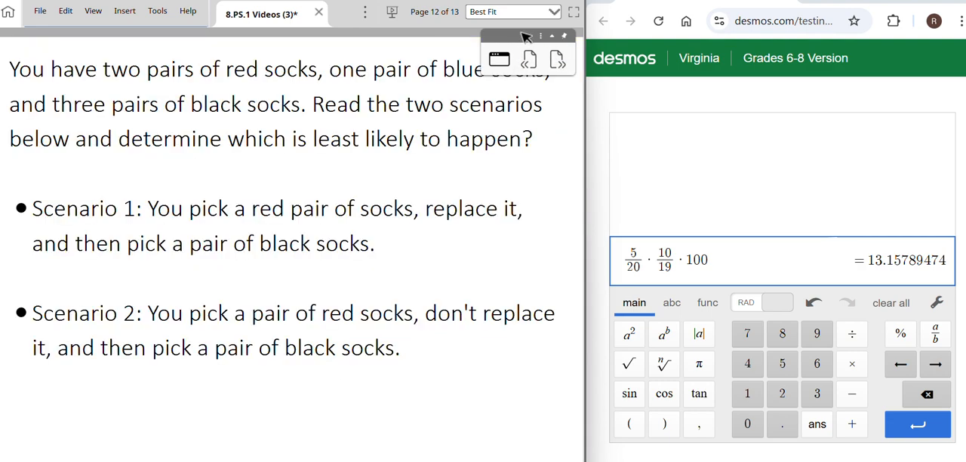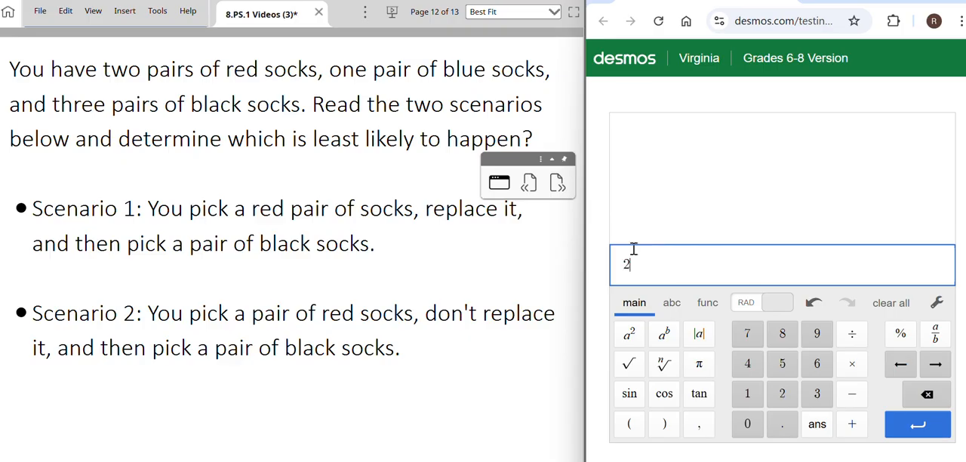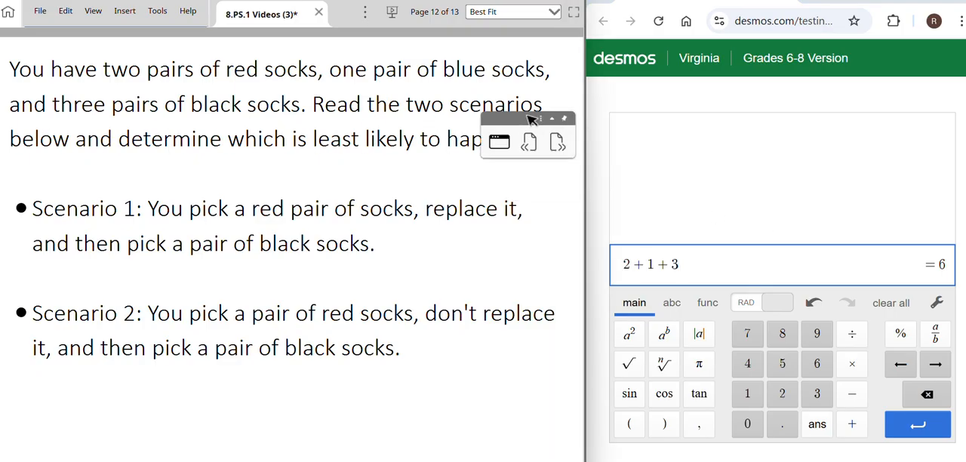Now let's look at this. It says you have 2 pairs of red socks. I'm going to go ahead and start adding these numbers up. You have 1 pair of blue socks. And you have 3 pairs of black socks. Let's read the 2 scenarios below and determine which one is more likely to happen. First, look at Desmos and realize you have 6 pairs.